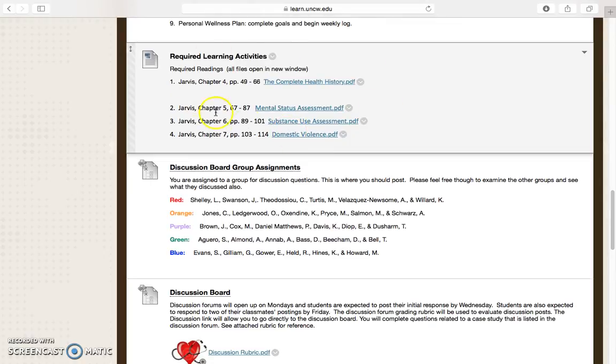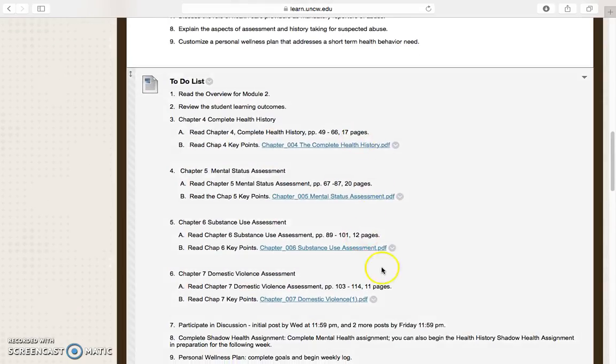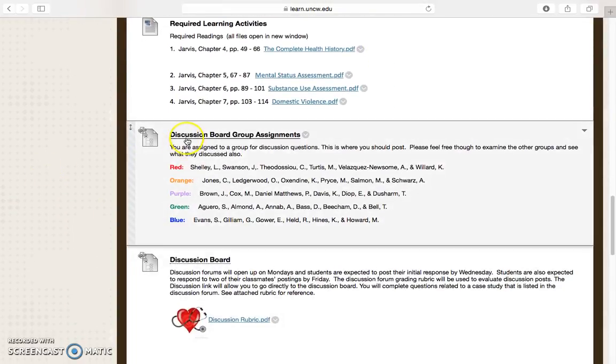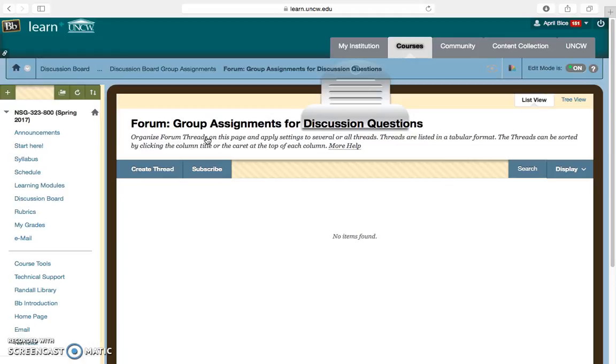These required learning activities are simply a repeat of the assessments that we have put here for you, just in a different place. The discussion board you can get to by entering this link. And again, you each are assigned to a group, whether red, orange, purple, green, or blue. If you do not see your name listed in the group, do be sure to let me know. When you enter the discussion board, you'll find the case study questions in the discussion board link.